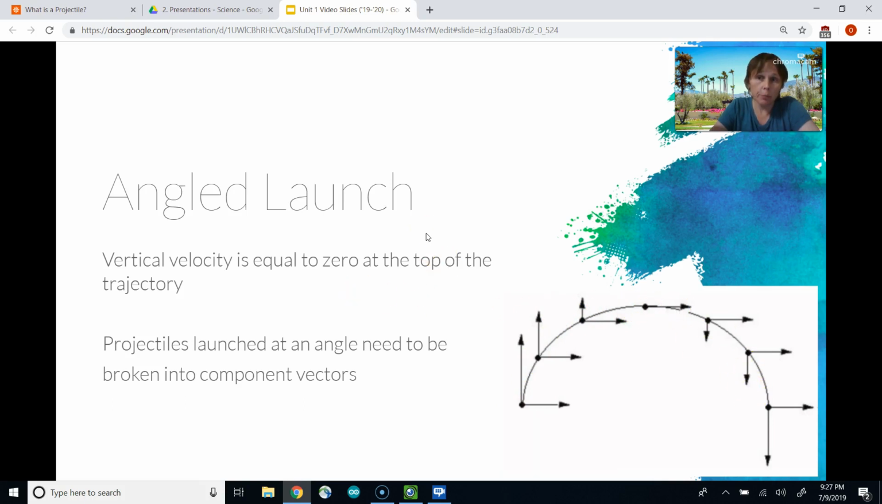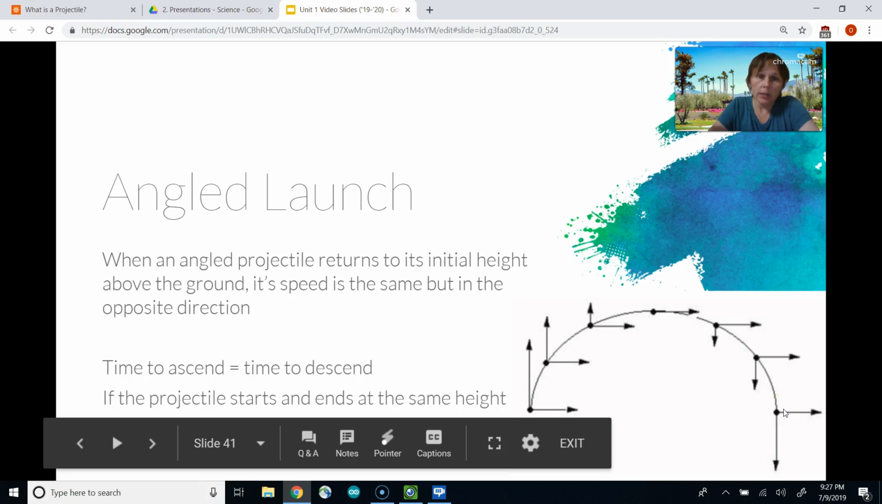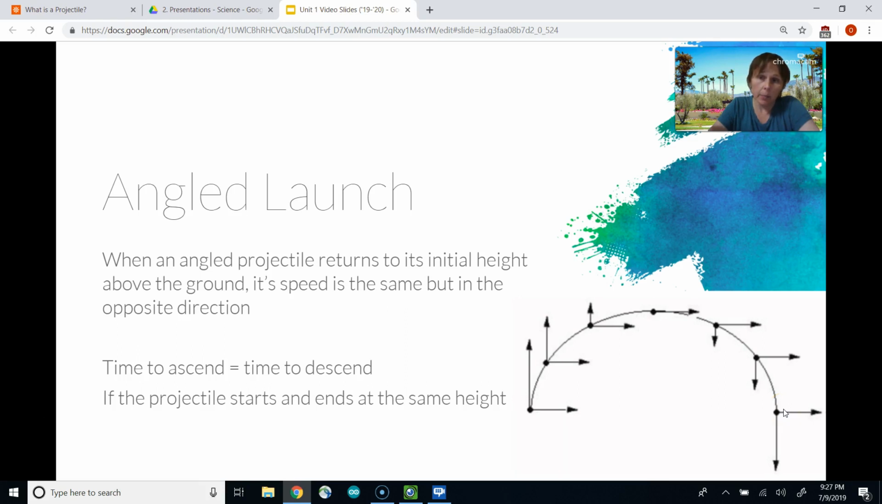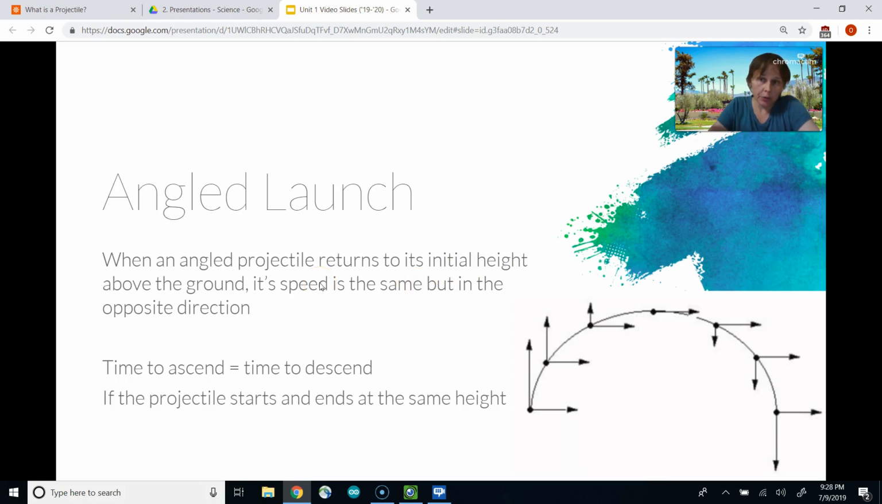There are two more important things we want to know about the angled projectile motion. First, when an angled projectile returns to its initial height, right above the ground, its speed is the same but in the opposite direction. We can say that the horizontal component is the same and the vertical component is the same, but vertical is in the opposite direction.